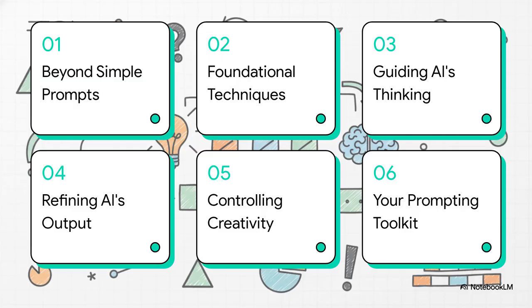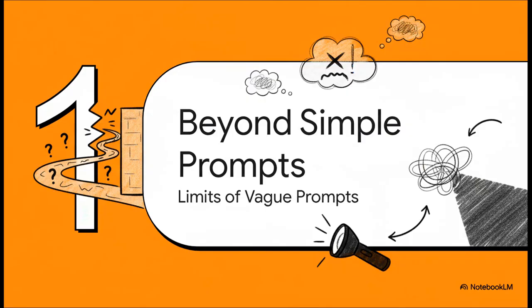Then, we'll build up our skills with some foundational techniques, and then move on to the really powerful stuff, like guiding the AI's actual thinking and refining its output. We'll even learn how to dial in the AI's creativity, and we'll wrap it all up with a summary of your awesome new toolkit. All right, so first up, why is it that our simple, direct prompts sometimes just completely fall flat? Let's dig in.